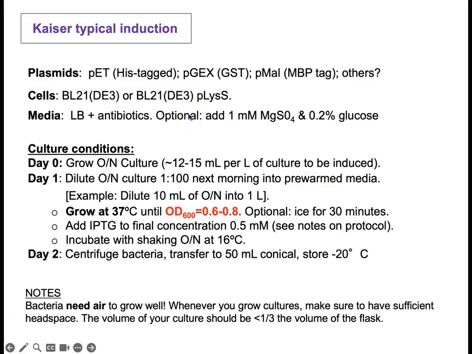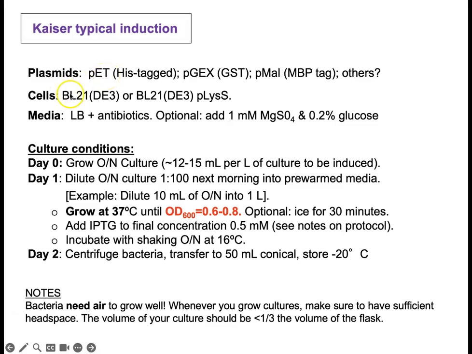So let me just go through a typical induction that I would do, a typical induction protocol. And this is going to be similar to what we're going to be doing in the class. So first of all, you're going to have a plasmid of interest. I commonly use a pET-based vector, which will often have His tags. There's other vectors as well that can be used. For example, commonly used ones are called pGEX and pMAL that encode for other kinds of affinity tags, and there's others that are out there. But the pET vectors are very commonly used.